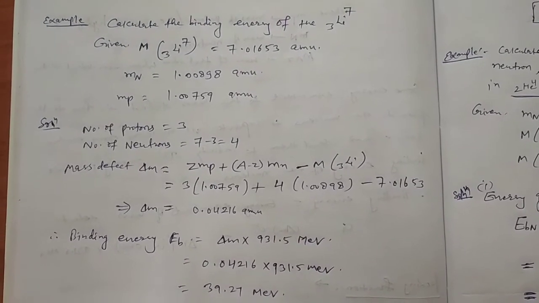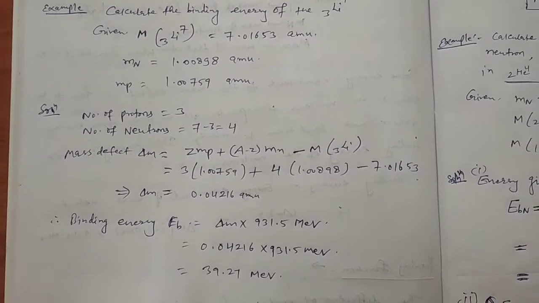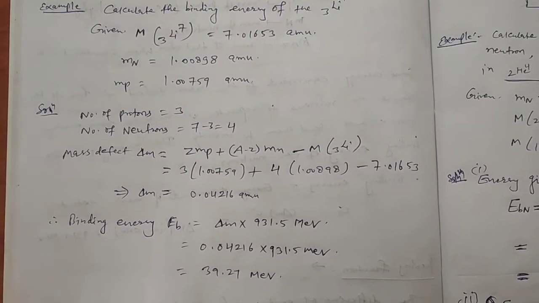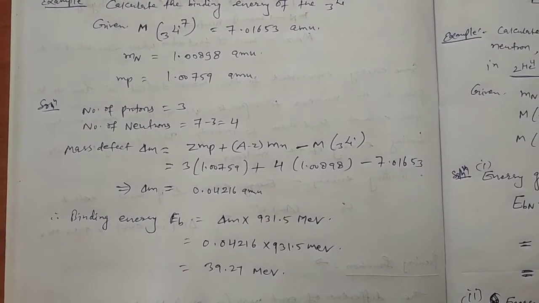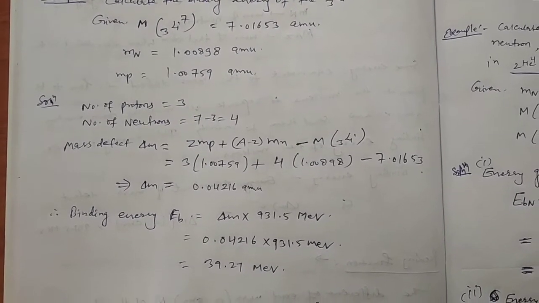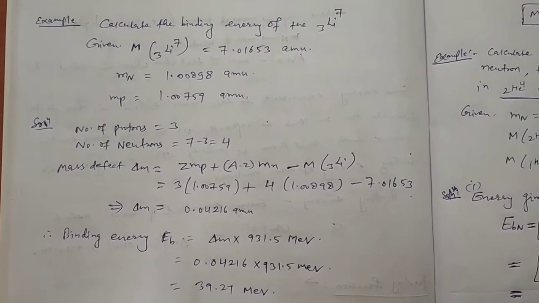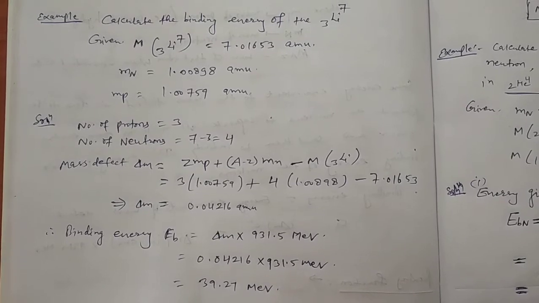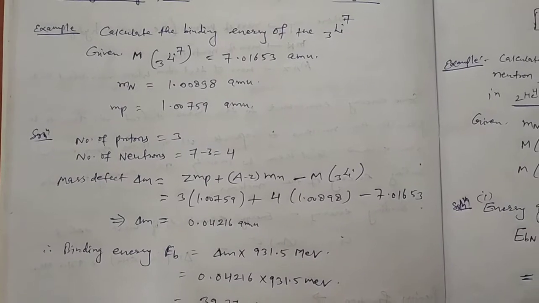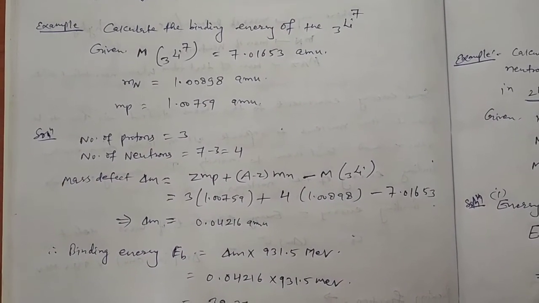In the last example, we discussed the binding energy formula by using mass defect, and we discussed that 1 AMU, 1 atomic mass unit, is equal to 931.5 MeV. We will use them in today's class. Now the first example is: calculate the binding energy of the nucleus 3Li7.